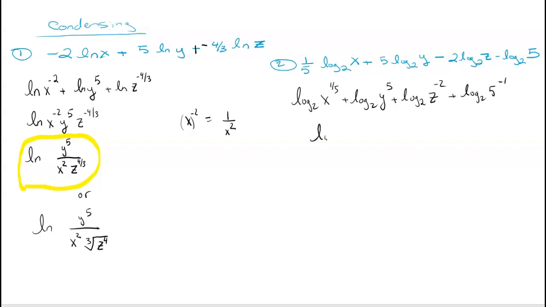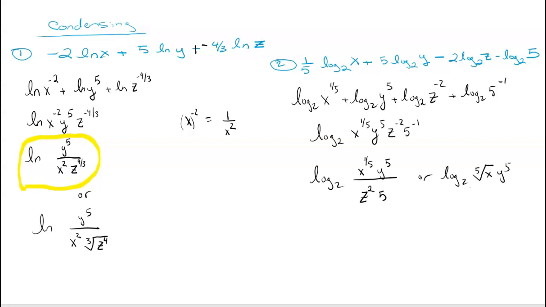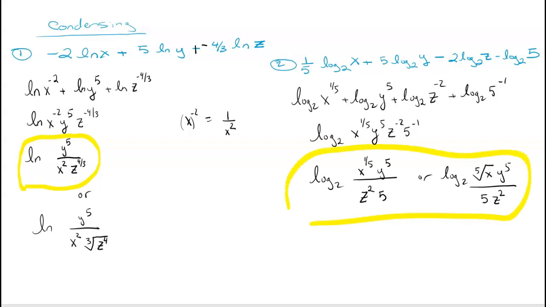They're all addition signs, so let's write this as one single log. And then anything that was negative can now drop to the denominator. So the x stays on top, the y stays on top, but the z and the 5 move to the bottom. And again, I see that fractional exponent, so if we want to, we can write this as the 5th root of x, y to the power of 5. And if we want to write the 5 first, you can do that as well. So we can say 5z squared. Either one is perfectly fine as an acceptable answer. So I'll highlight both of these this time.